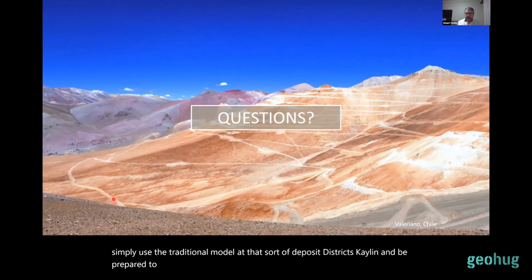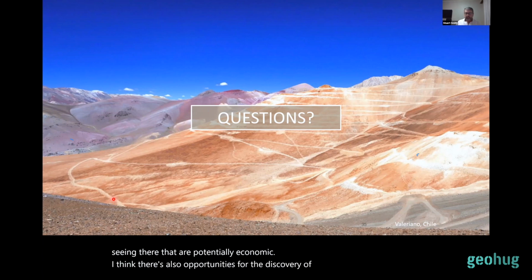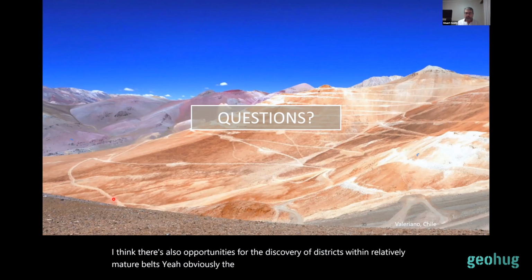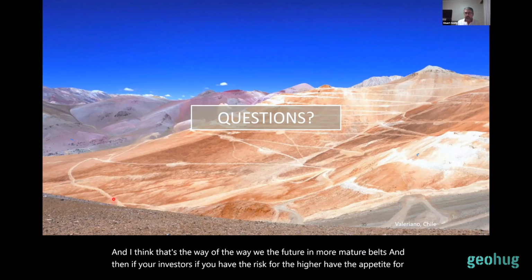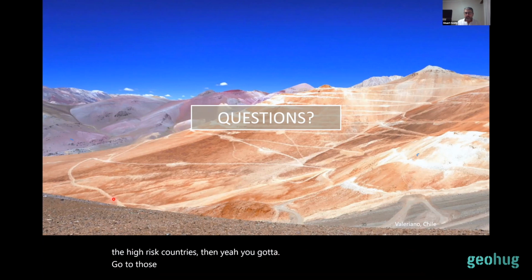And the Onto example, it's not in a super mature environment, but just being willing to drill deep there has been rewarded by the sort of grades that they're seeing that are potentially economic. I think there's also opportunities for the discovery of districts within relatively mature belts. Obviously the classic thing being undercover, but also where the footprint of that district is not right at the current observable surface. So again, it's a bit of an example of going deeper, and I think that's the way of the future in more mature belts. And then if investors have the risk appetite for higher risk countries, you go to those countries where things potentially can still be sticking out of the ground.